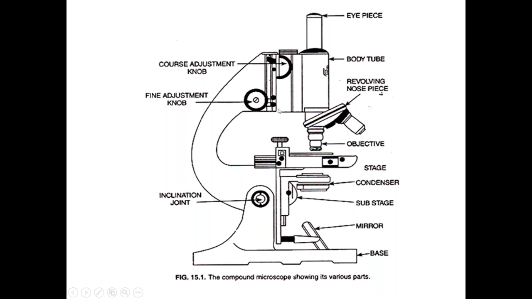Then without changing the coarse adjustment, we will just go to the 40x directly. We will use only fine adjustment there. After observing through the 40x, directly we will place a drop of oil. We will go for 100x and we will use only the fine adjustment. We will never touch the coarse adjustment once it is in focus. Once the slide is in focus with the 10x objective lens, for using 40x or 100x objective lens, we never use the coarse adjustment. We always use only the fine adjustment.